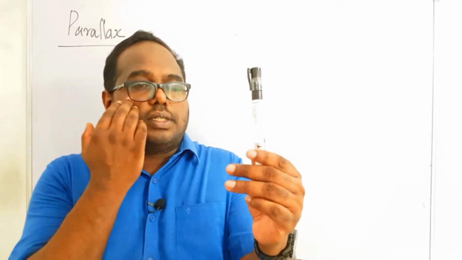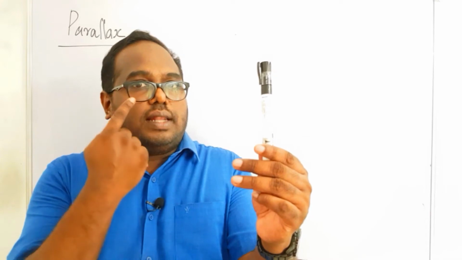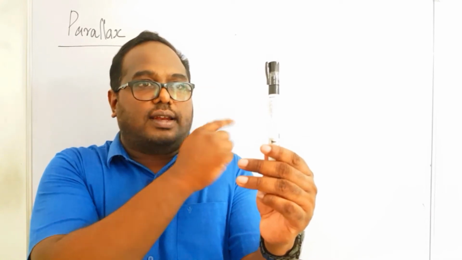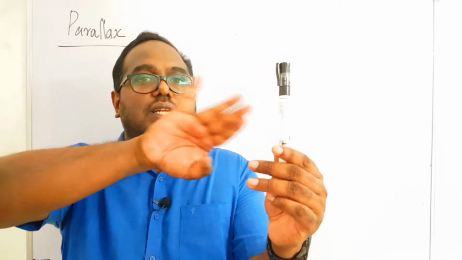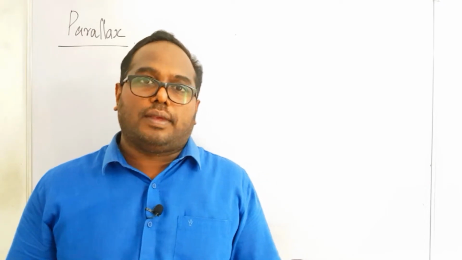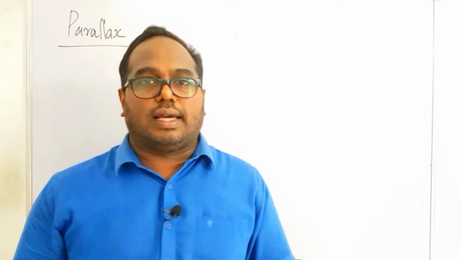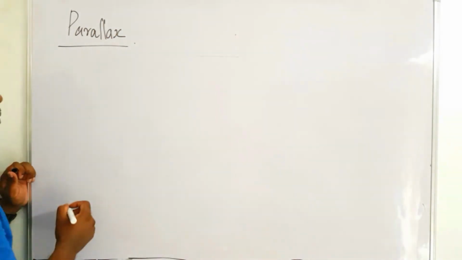If you're looking from this, right, your point of observation is this, and then you are shifting the location, right? Then apparently the object will shift. This phenomenon is called parallax. Okay, look at this. One more example I can teach.